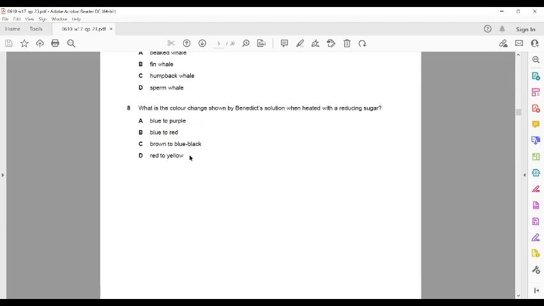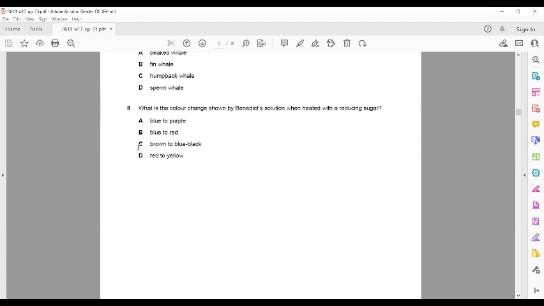So which one now is the answer? Purple, no, it's for the biuret solution. It means that if this is a protein, the protein changes the color of the biuret from blue to purple. So this is for that test. And brown to blue black is for the test of starch using iodine solution. When you place the iodine, if there is starch in it, it changes the color from brown to blue black. Brown is the natural color of the iodine.